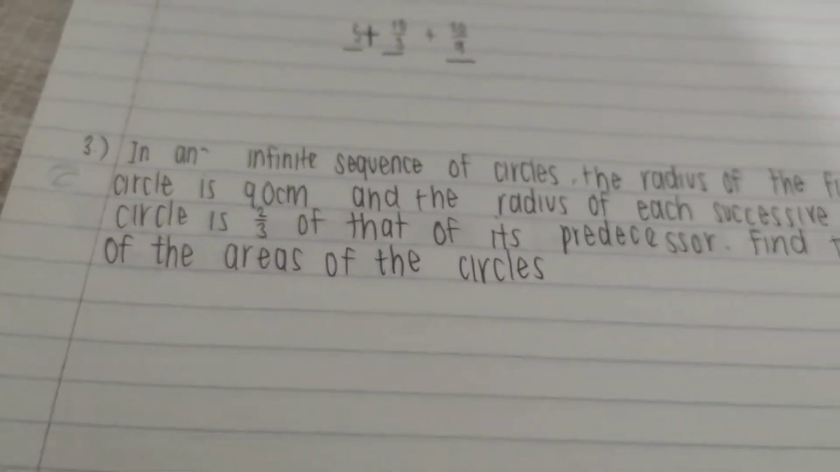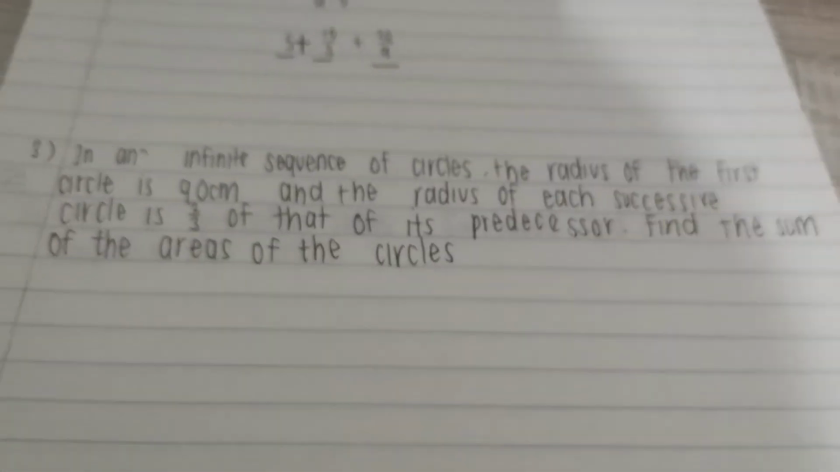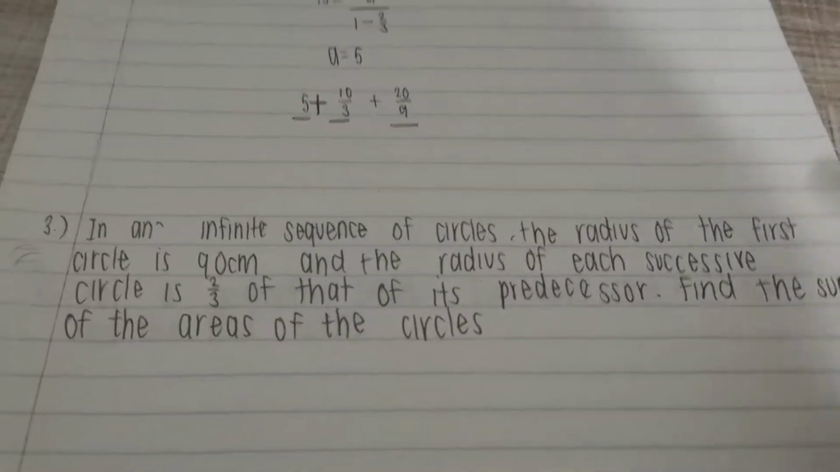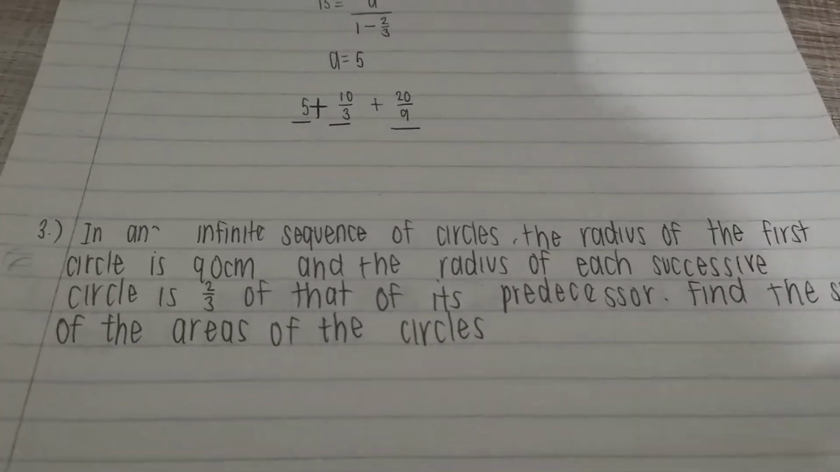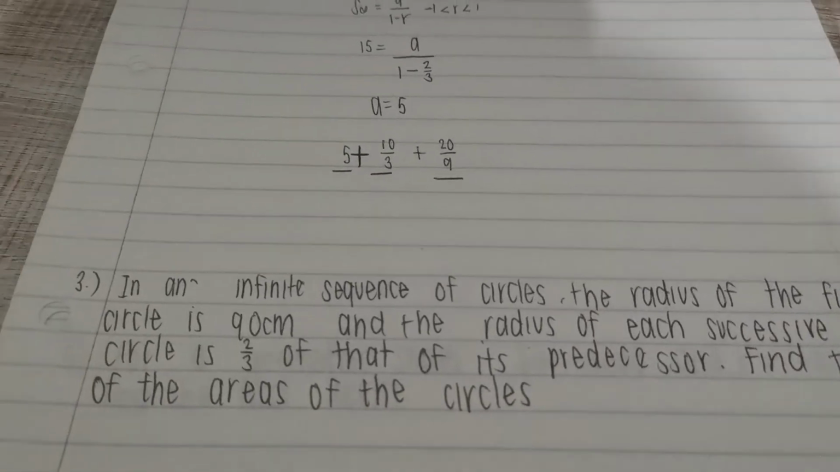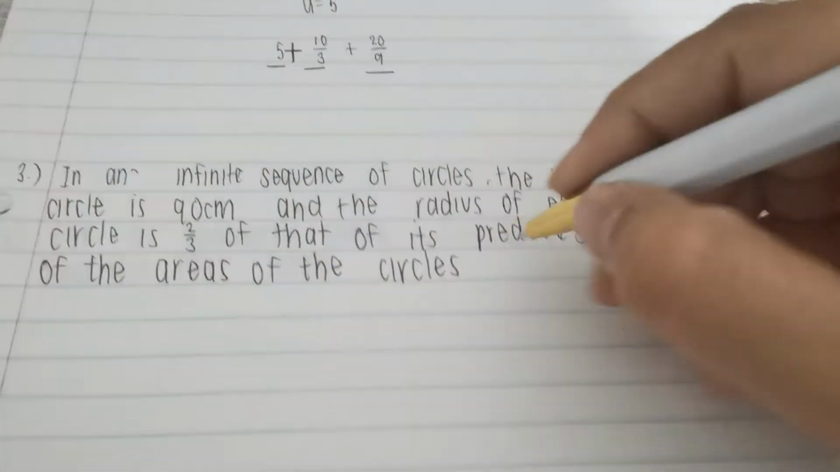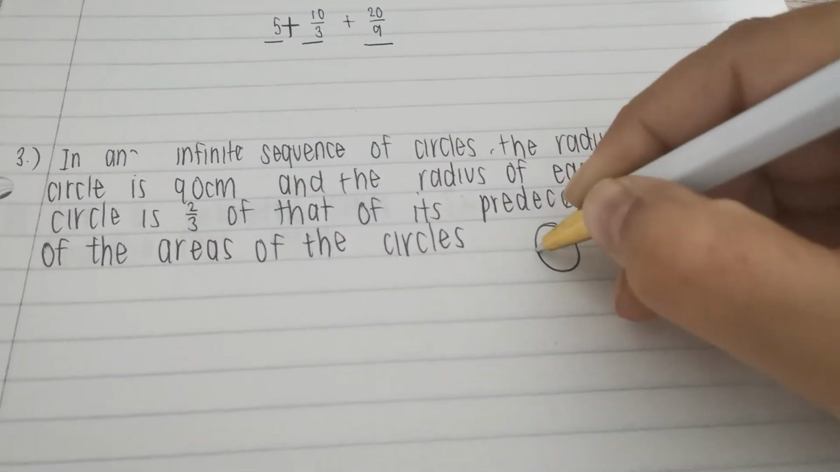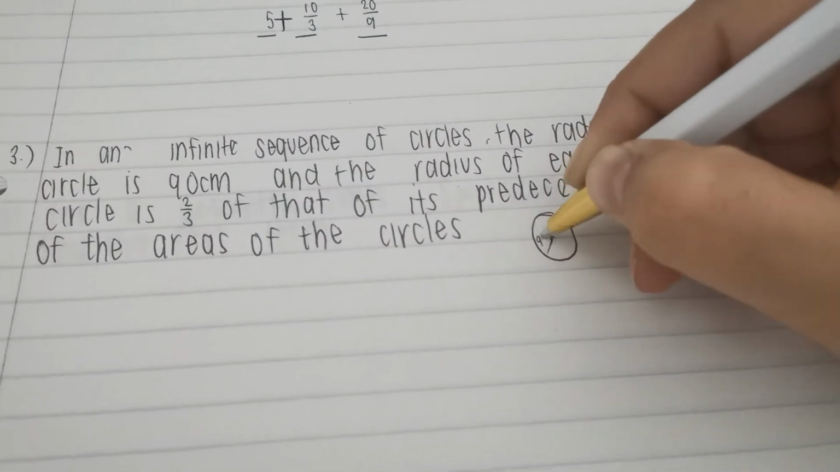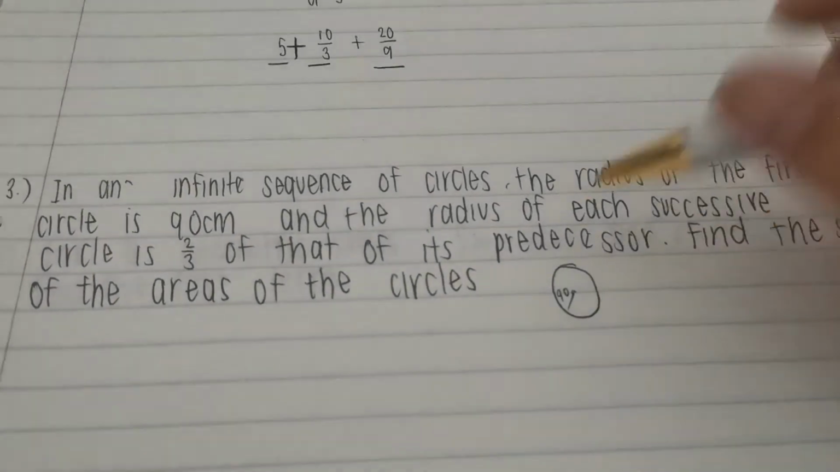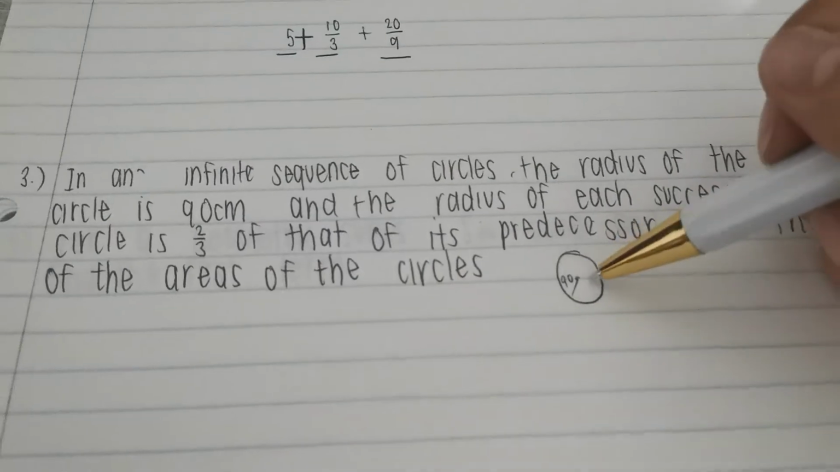And then another question. I'm going to try and keep this really short, I'm going to hurry up through this video, okay? In an infinite sequence of circles, the radius of the first circle is 90 centimeters. I'm just going to draw a circle here. We've got a radius of 90 centimeters, and the radius of each successive circle is 2/3 of its predecessor.